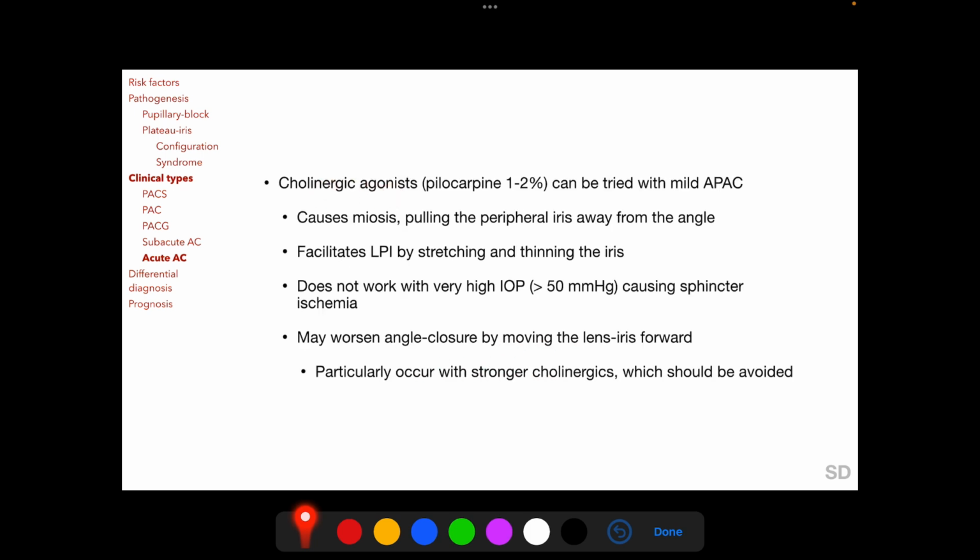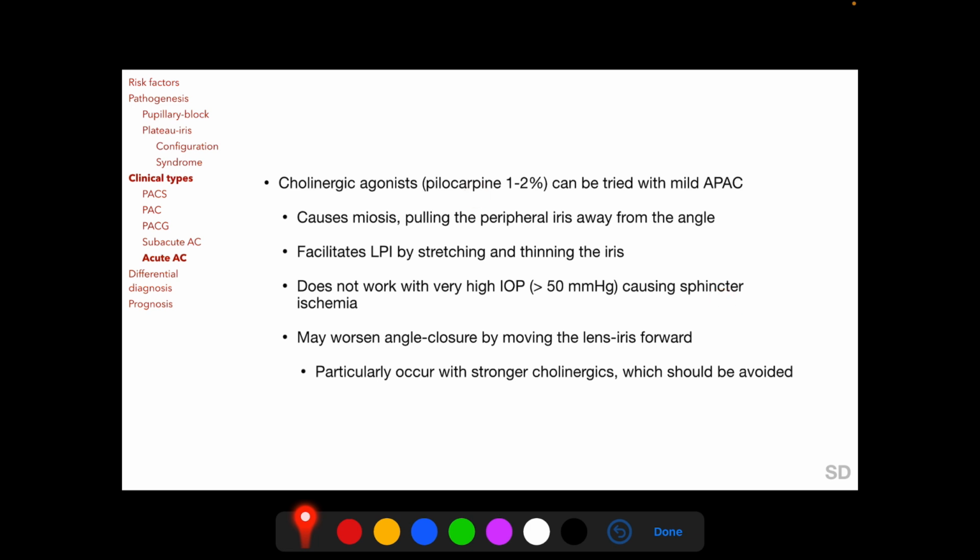Cholinergic agonists such as pilocarpine 1 to 2% can be tried to break the attack of a mild acute primary angle closure. Pilocarpine causes miosis, thus pulling the peripheral iris away from the angle, and in doing so attempts to open the closed angle. Pilocarpine also facilitates performance of LPI by stretching and thinning the iris. But pilocarpine does not work with very high intraocular pressure because very high intraocular pressure causes ischemia of the sphincter muscle, which no longer responds to pilocarpine.